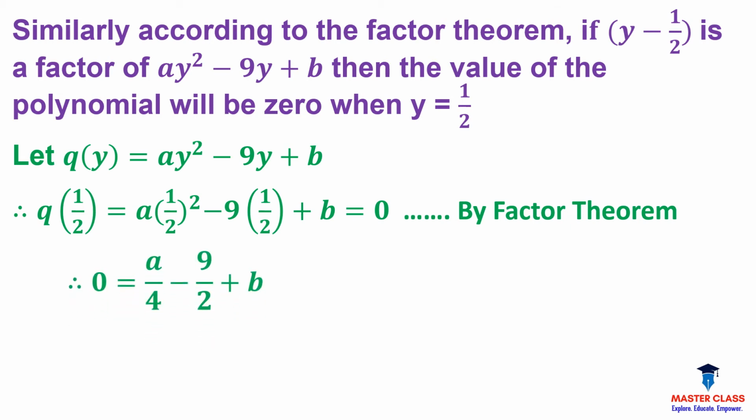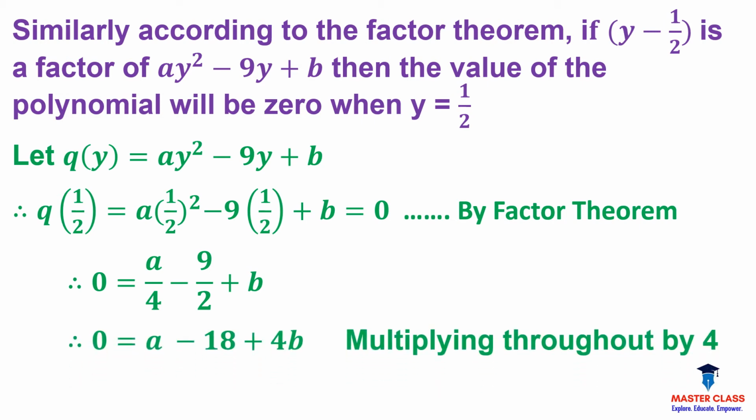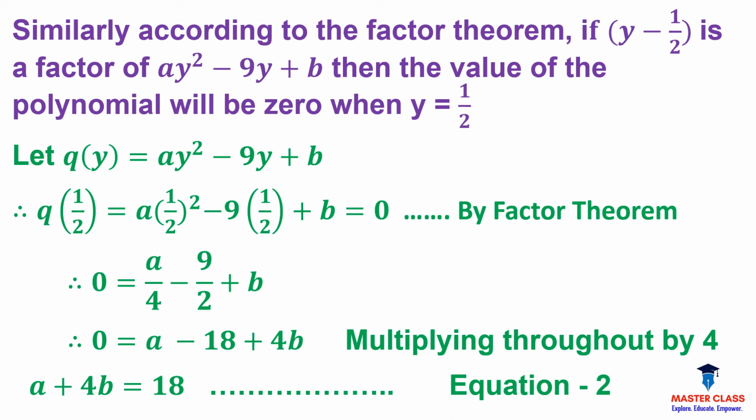Therefore, we get 0 is equal to a upon 4 minus 9 upon 2 plus b. If we multiply this equation throughout by 4, we will get 0 is equal to a minus 18 plus 4b, or in other words, a plus 4b is equal to 18. Let us call this equation 2.